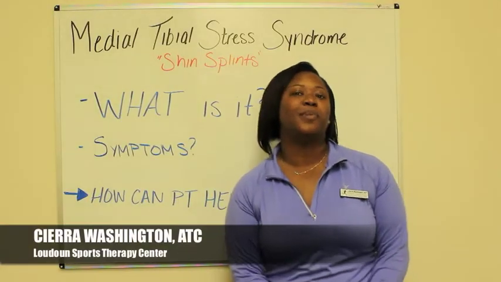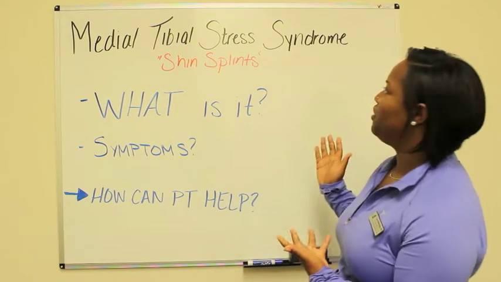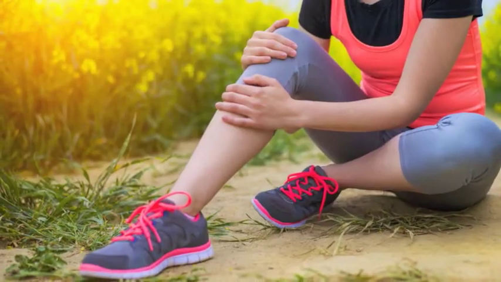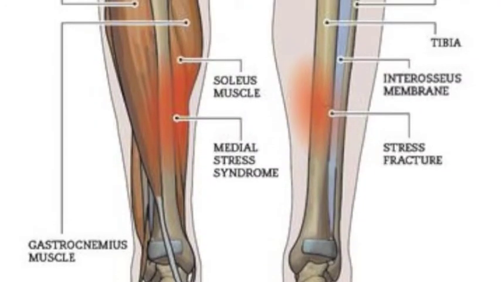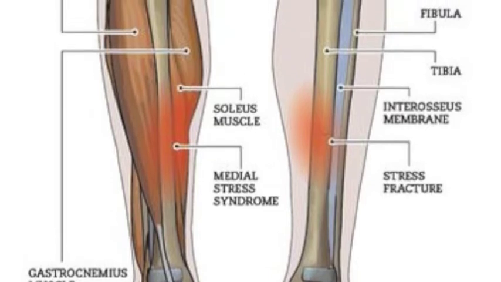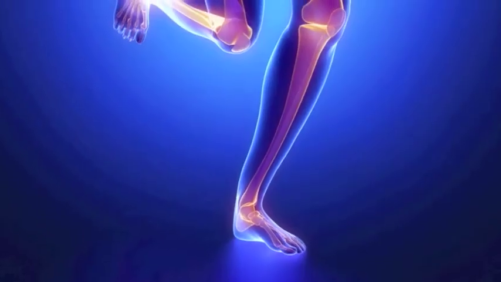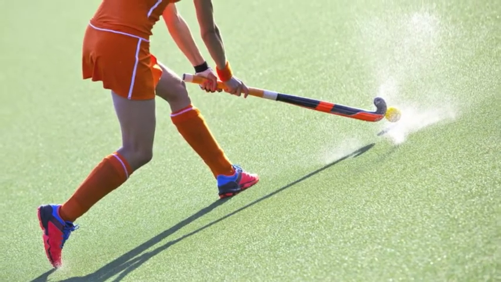So today we're going to talk about a common injury that's associated with fall sports. We're going to talk about medial tibial stress syndrome, also known as shin splints. Shin splints are commonly categorized as pain located along the front portion of your shin bone. It's often associated with repetitive force and excessive force placed on the tibia, or front of your shin bone, as with running or prolonged standing, jumping, anything like that.